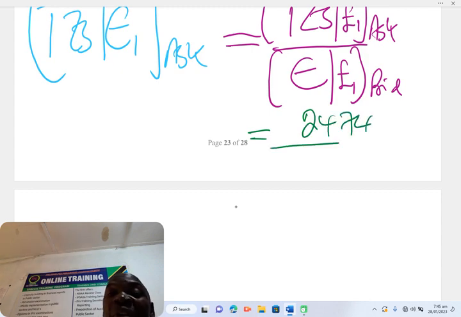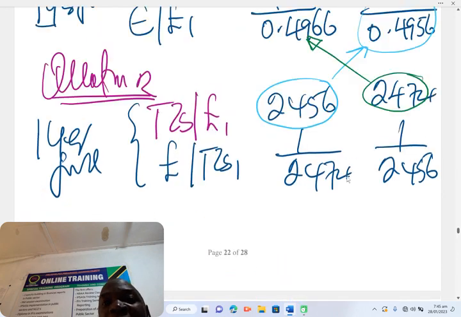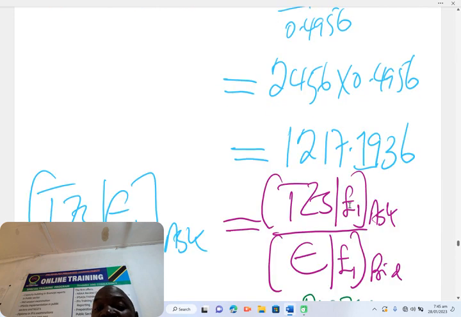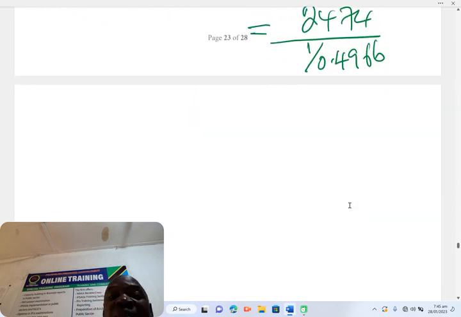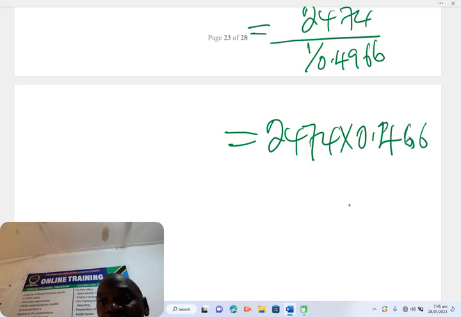So it is 24.74 divided by 1 over 0.4966. Remember the diagonal relation there. The diagonal is 0.4966. So you can compute to have the number, which is 24.74 times 0.4966. How much is that?